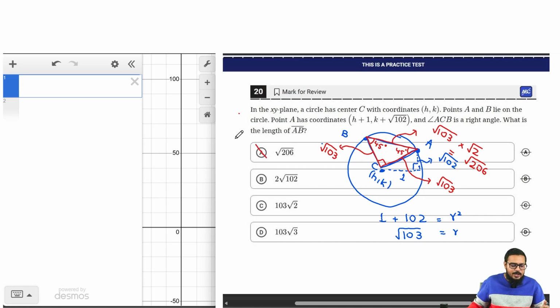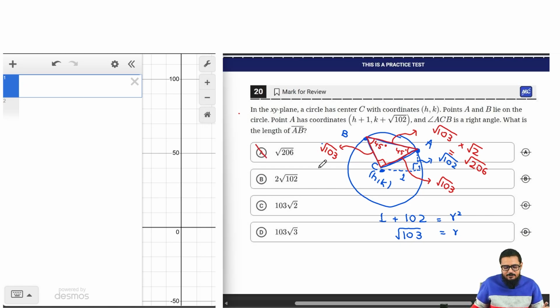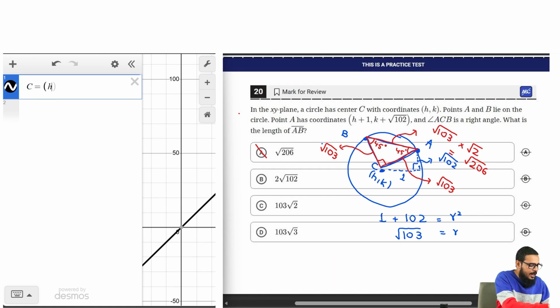But if you want to do this question in Desmos, you can do this question in Desmos as well. For example, if you have drawn the diagram and you know the center coordinate and you know one of the coordinates of the circumference of the circle, let's label every single coordinate. So what was my first coordinate? My first coordinate was C equals h comma k, right? And I'm just going to assume h and k as some random numbers.